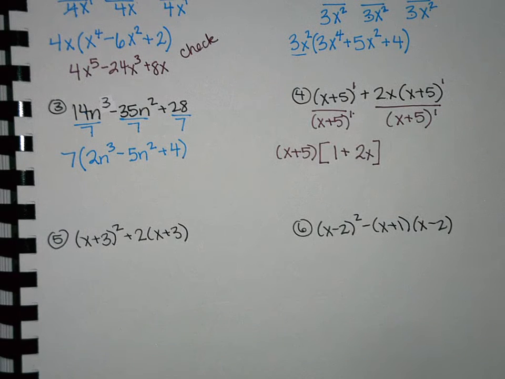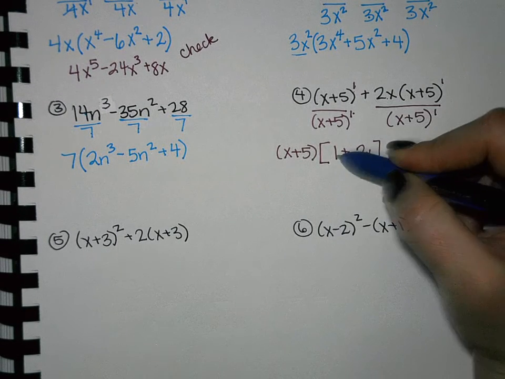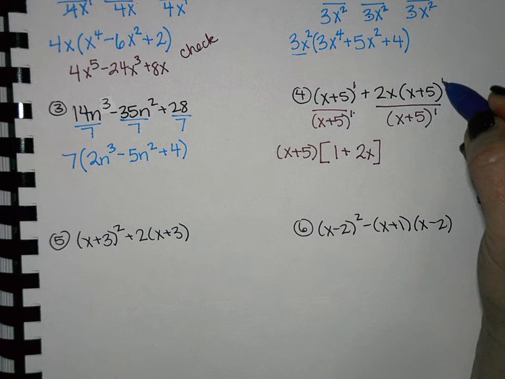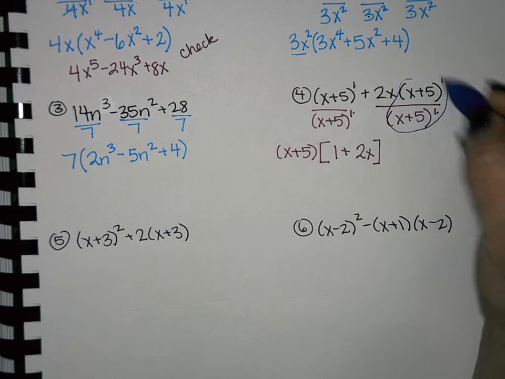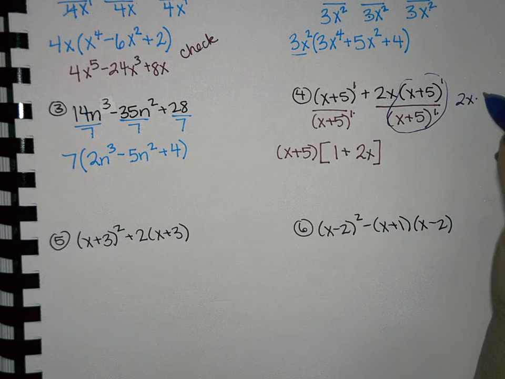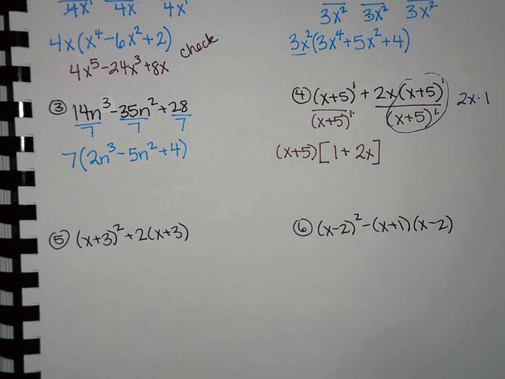Okay, so again, did you follow how we got 1 here? Yeah. Okay, so same thing here. We have 1 minus 1 is 0. So this whole thing becomes 2x times 1. Yeah. And then that becomes just 2x. Okay.